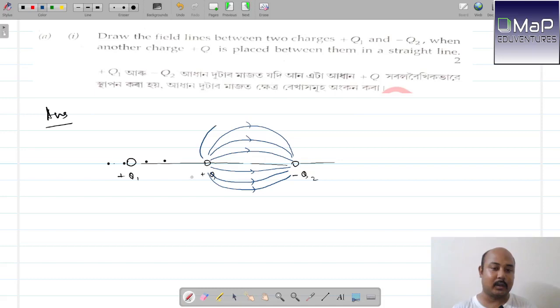Since these two are positive charges, that is they are like charges, they will repel each other.